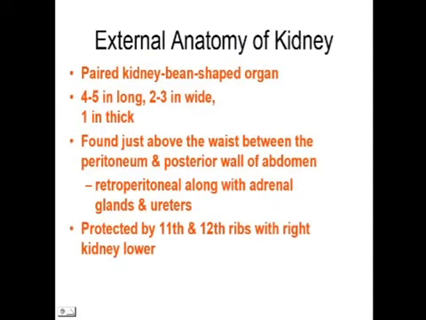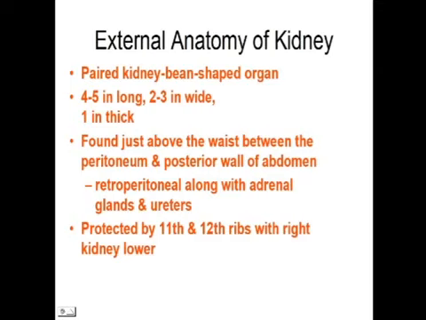Let's talk about the external anatomy of the kidney. The paired kidney, which is a bean-shaped organ, is 4 to 5 inches long and 2 to 3 inches wide, and its thickness is only 1 inch. It is found just above the waist between the peritoneum and posterior wall of the abdomen. It is retroperitoneal along with the adrenal glands and the ureter.